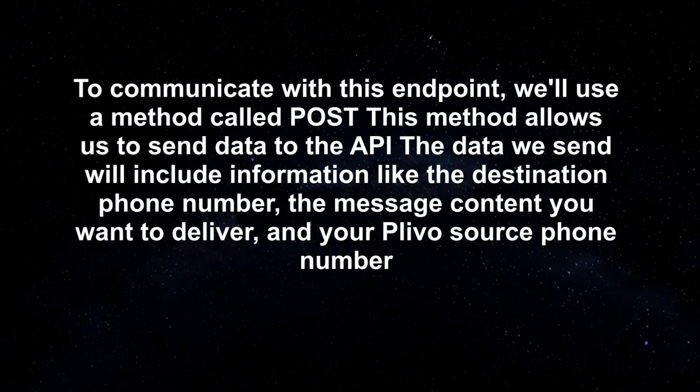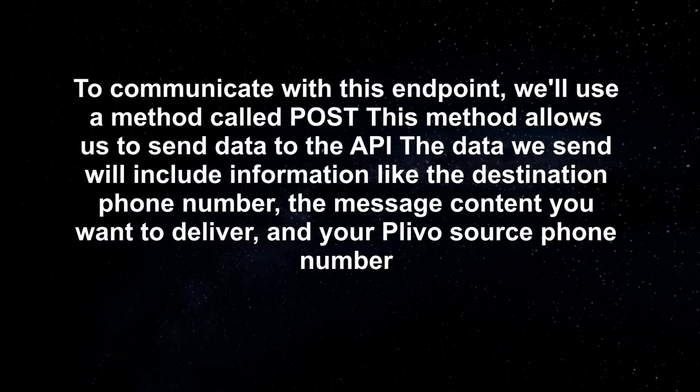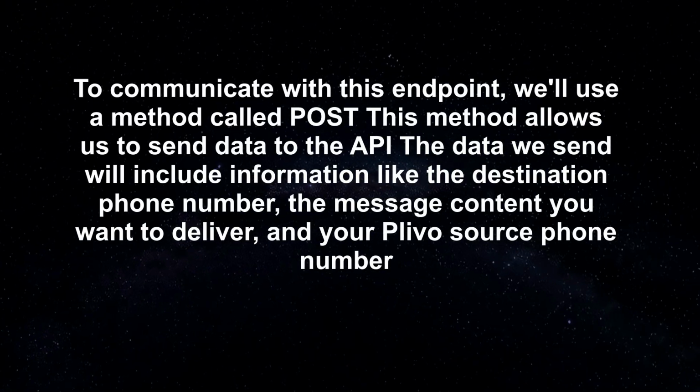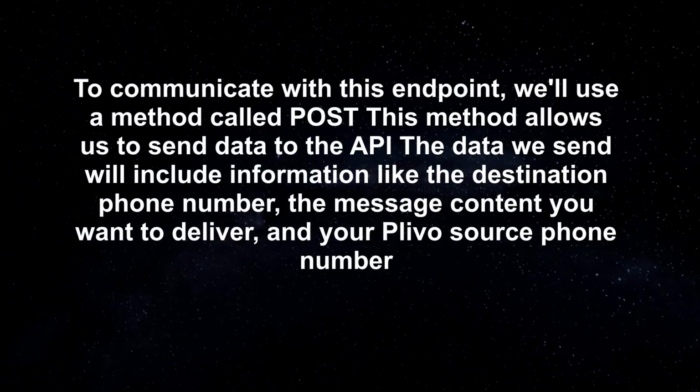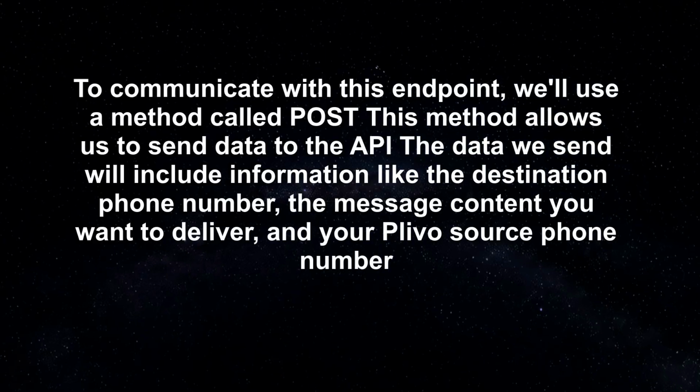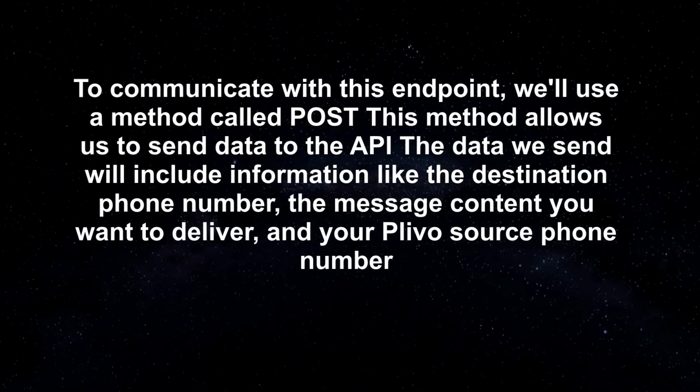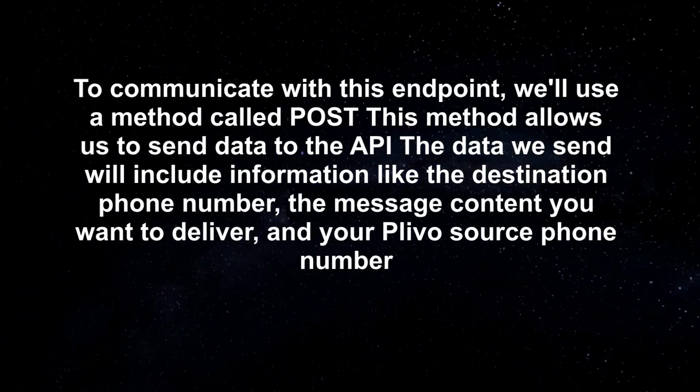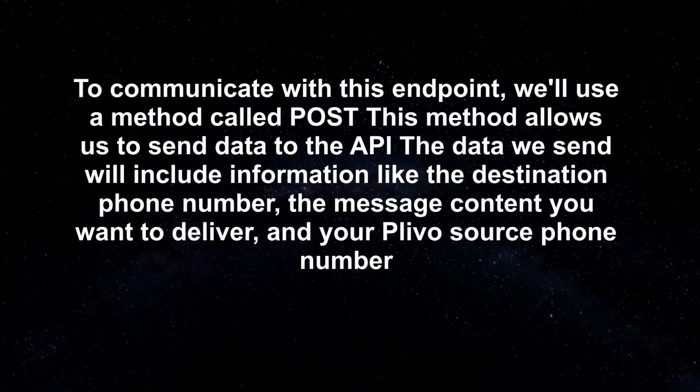To communicate with this endpoint, we'll use a method called POST. This method allows us to send data to the API. The data we send will include information like the destination phone number, the message content you want to deliver, and your Plivo source phone number.